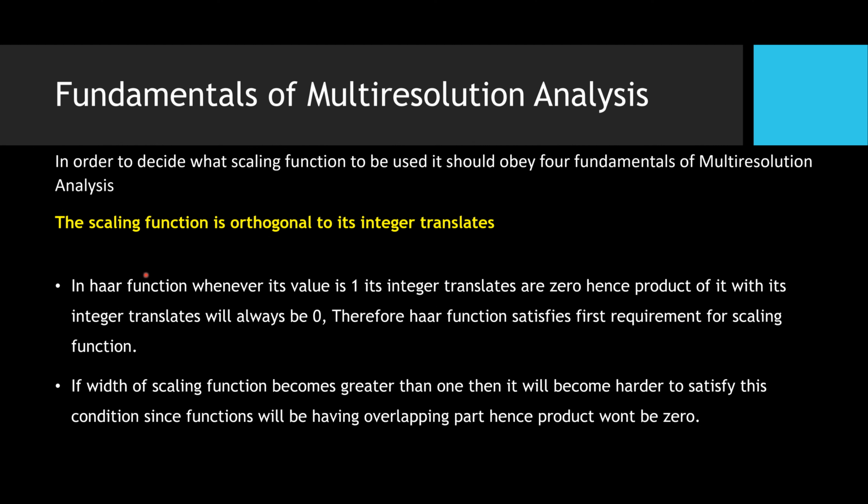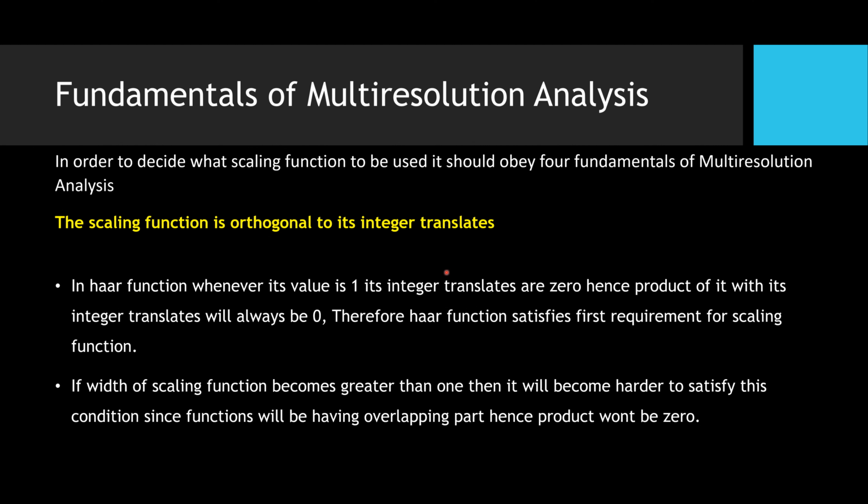So we know that the Haar function is defined as 1 over the interval 0 to 1. So if we apply an integer translate, then the interval 0 to 1 will all become 0, and somewhere else the integer translate will be 1. So the product of the integer translate of the Haar function and the Haar function is always 0. Hence the Haar function is a scaling function.